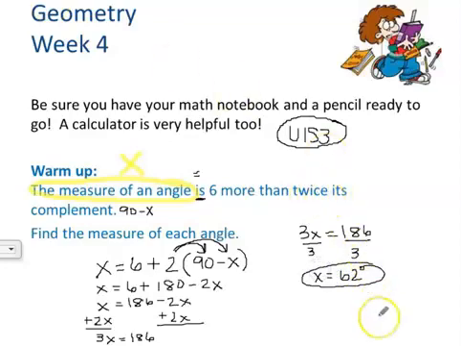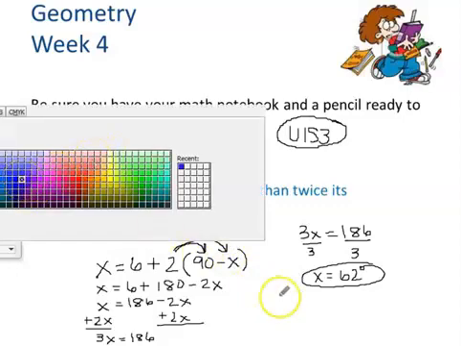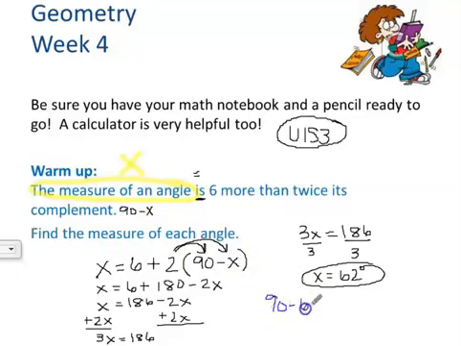It's only half of my answer. So this is just the measurement of the one angle. To find the measure of each angle, remember they were complements of one another, so I can do 90 minus 62 to get the measurement of that second angle. 90 minus 62 is 28 degrees.